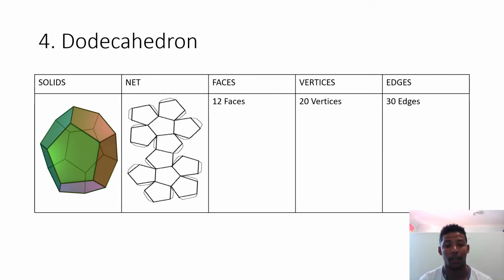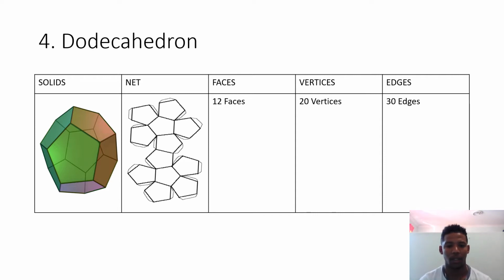Next we have the dodecahedron, where we get the solids, the nets, the faces, the vertices, and also the edges. By the solid we can see the final shape or form of the dodecahedron being combined. Next to it we have the net, the layout of the dodecahedron on how it needs to be formed or combined in order to get the final solid. We can also get the faces, the vertices, and the edges of a dodecahedron.